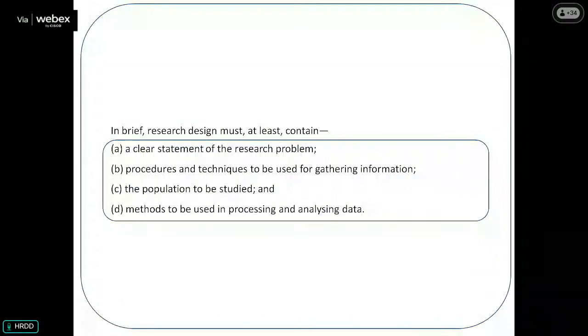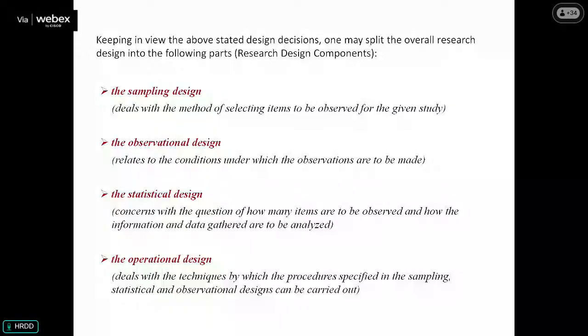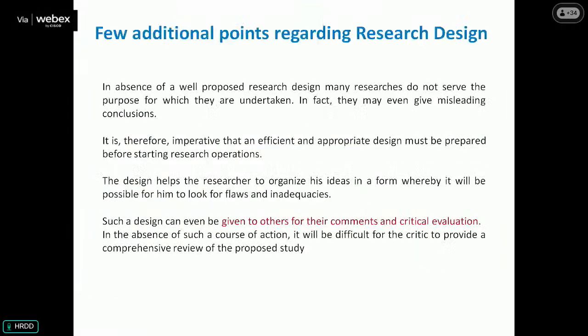The population to be studied means the sampling. Methods to be used in processing and analyzing data. So data analysis, statistics. 4 thing hai. 4. So sampling design, observational design, statistical design, and operational design. So these are different words.